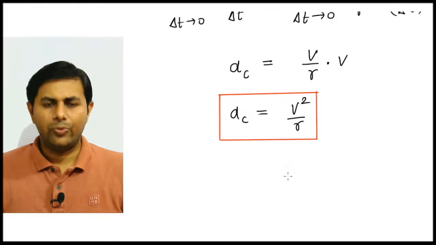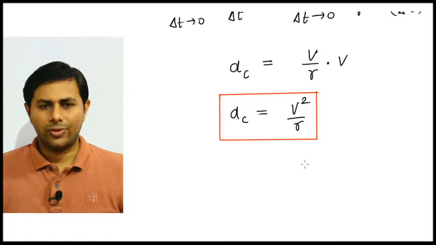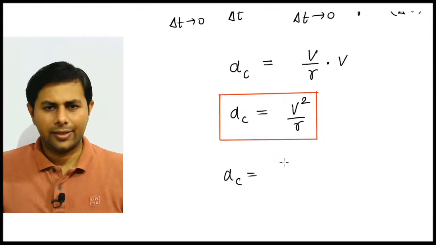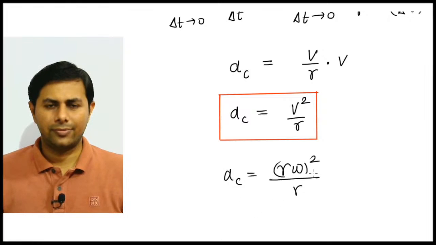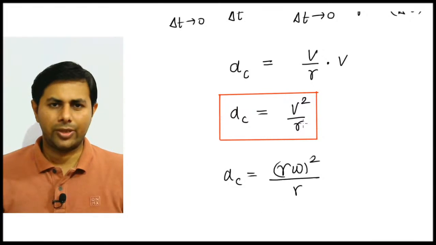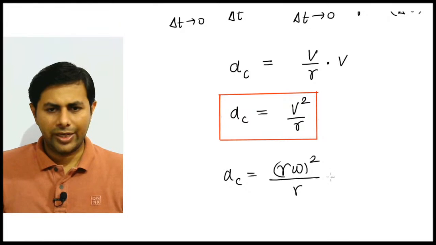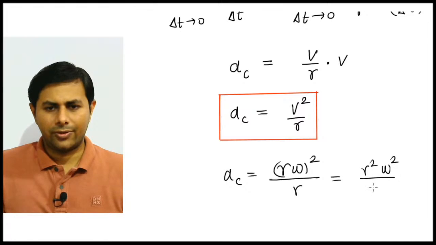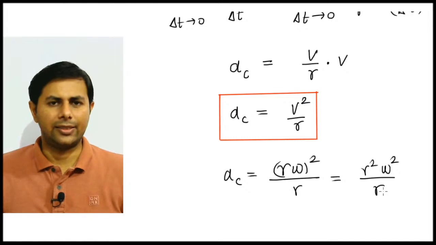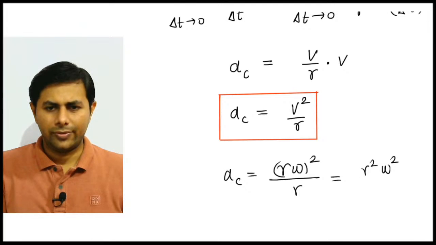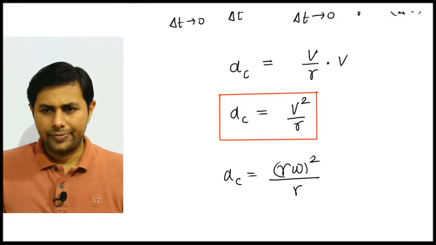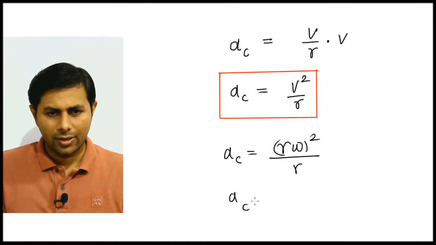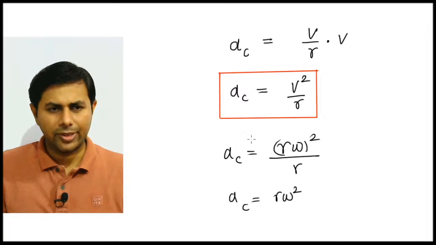Now if we substitute v equals r times omega, we get AC equals r squared omega squared over r, and the square will get cancelled out with this r. So what we get is r omega squared. So this is another formula, AC equals r times omega squared.